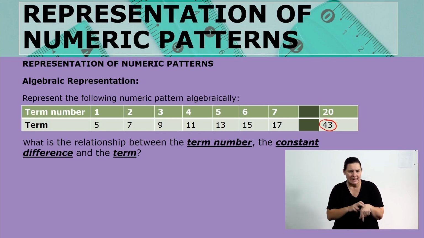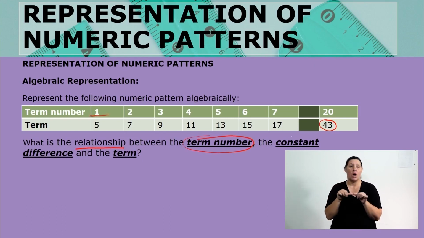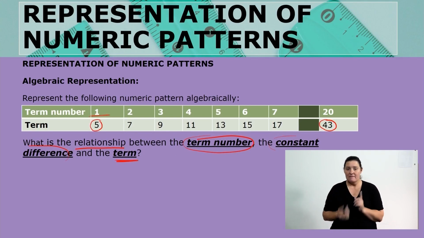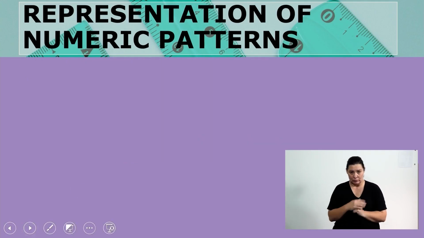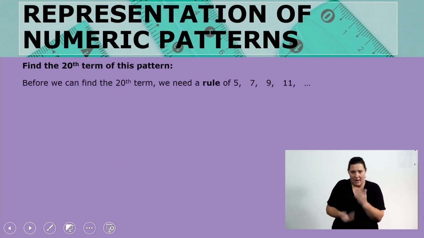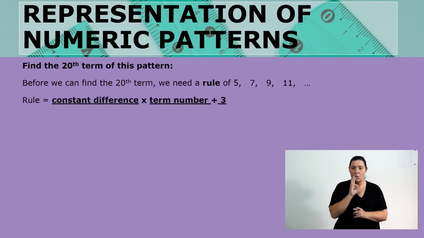We need to find the relationship between the term number, which is the one up here, the constant difference, which is that 2 that we were adding, and also the term itself, which in this case is the 5, or the 7, or the 9. So we need to find a relationship between those 3 before we can find the 20th term. So let's look at this pattern, which is 5, 7, 9, and 11. And this will be the rule.